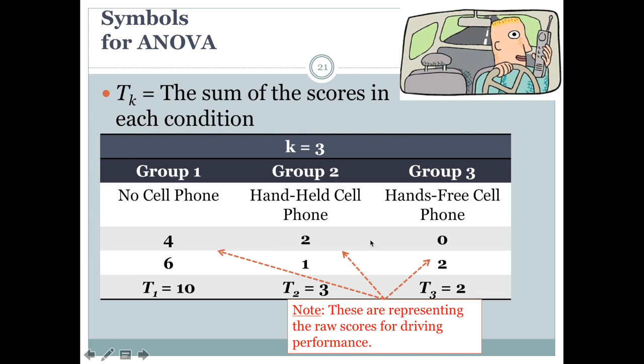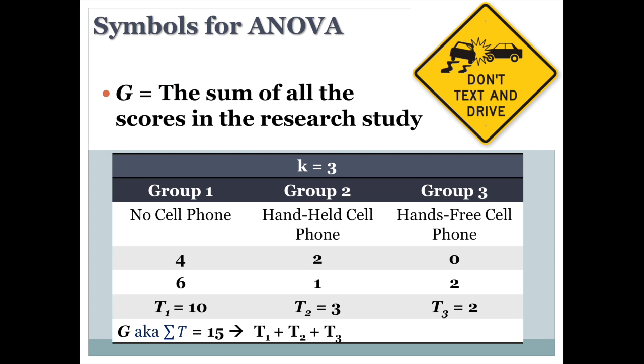So what we're looking at right here are raw scores, right? T is when we total up those raw scores. So T, or the total amount for column 1 or group 1, is 10, 3, and 2. Okay, so again, just keep in mind that those little numbers there are the raw scores for driving performance.